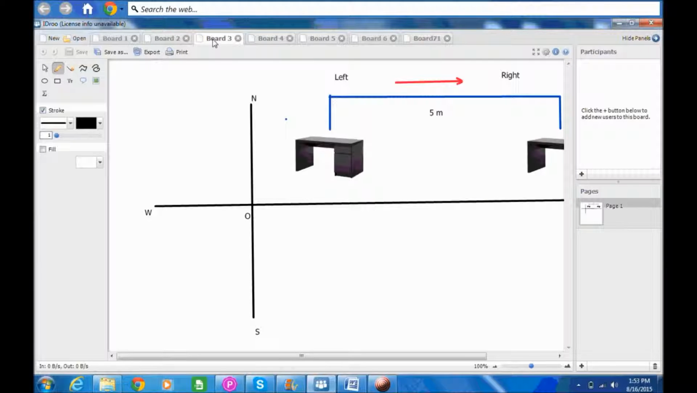In the case of displacing a desk from left to right, we move it 5 meters from left to right. We mention left side, right side, and this is the displacement. This movement is in some specific direction, and this specific direction is from left to right.